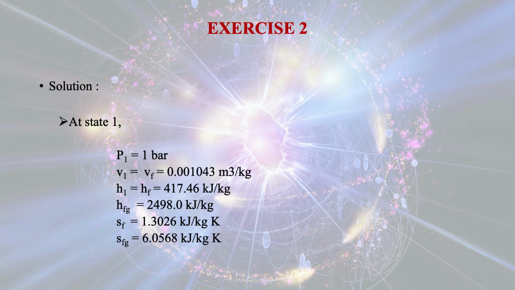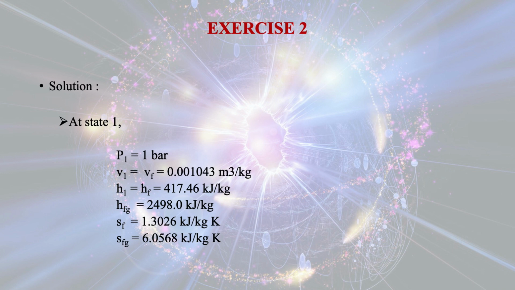At the outlet of the turbine, the pressure is 1 bar. So V1 is equal to Vf is equal to 0.001043 meter cube per kg, and for this particular pressure, HL is equal to HF is equal to 417.46 kilojoule per kg. This information you will get from the steam table for pressure 1 bar.